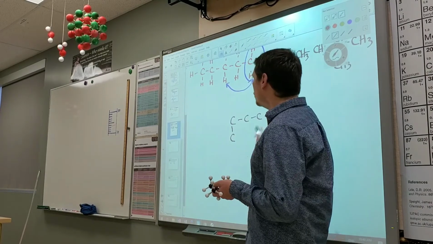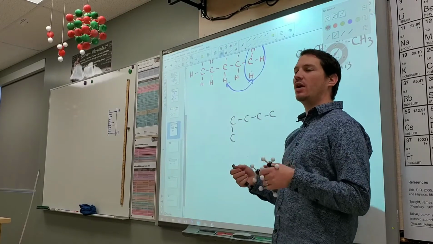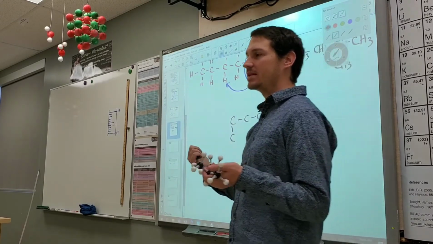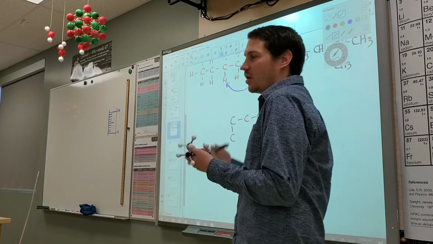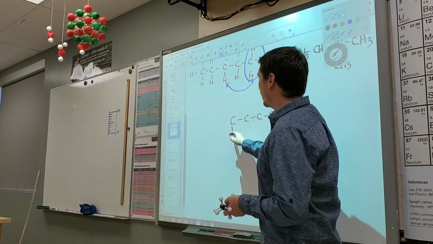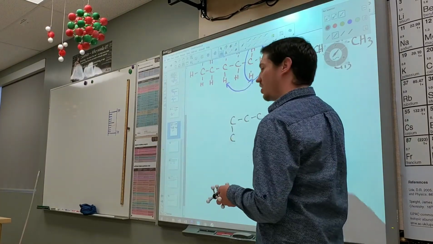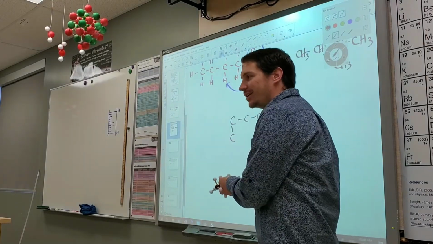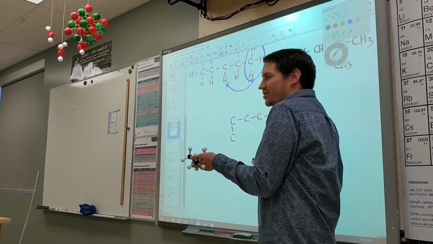Yes. Yeah. So you can never have a branch on the first or last carbon. Does that make sense? That's just nonsensical, it doesn't make sense. So if you ever have a branch on the first or last carbon, then that just is extending your parent chain.